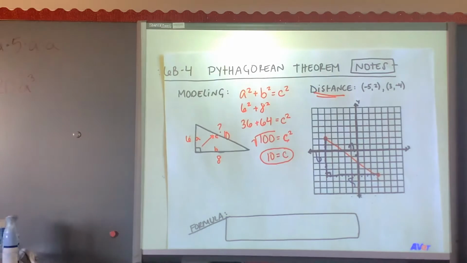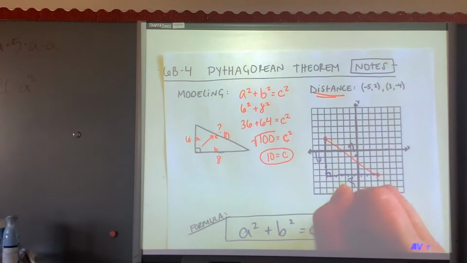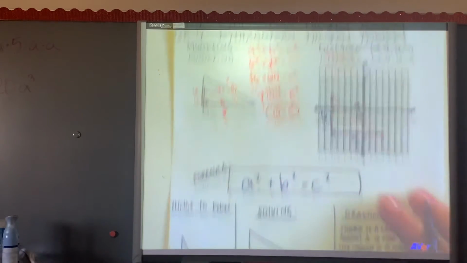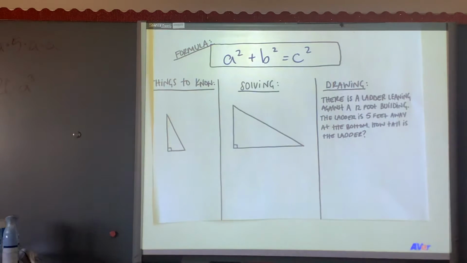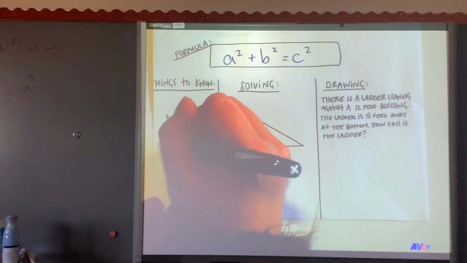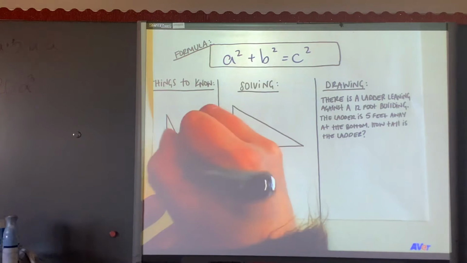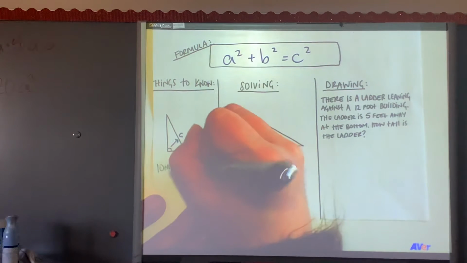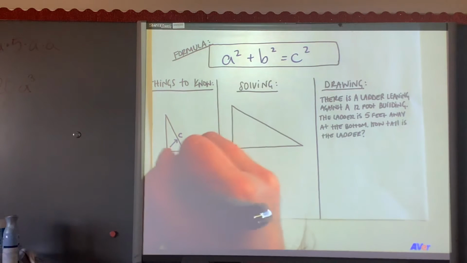Again, the formula is a squared plus b squared equals c squared. Whenever you take tests, you will be given this formula. You don't have to memorize it, but you do have to memorize how to use it. Some things you need to know: the longest side is always c. That is very important. It is also called the hypotenuse, sometimes called a diagonal. I'm going to break both of those down.